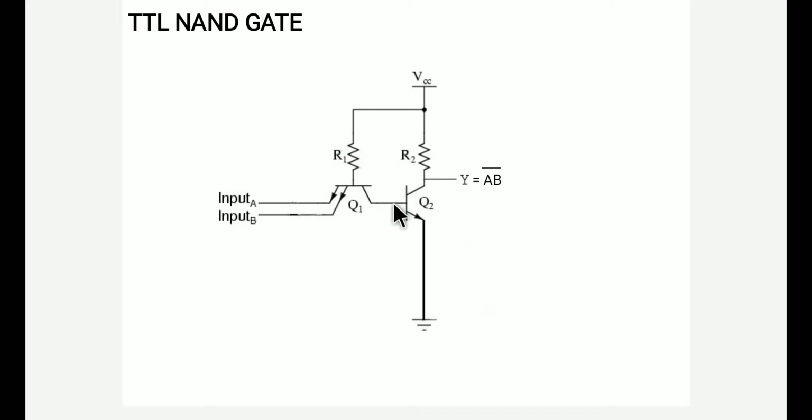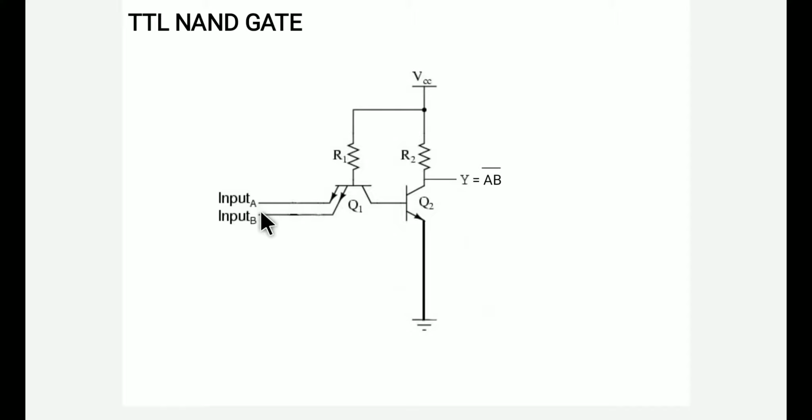The base of Q2 is at low voltage because this junction is in reverse bias condition. Q2 is in off condition. The output is high. The output is taken from the VCC, so it is high whenever one of the inputs is low.